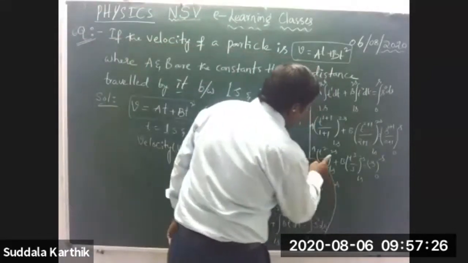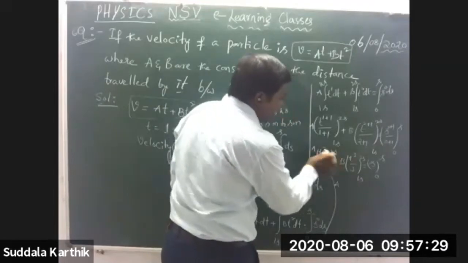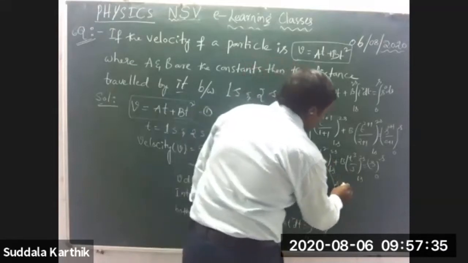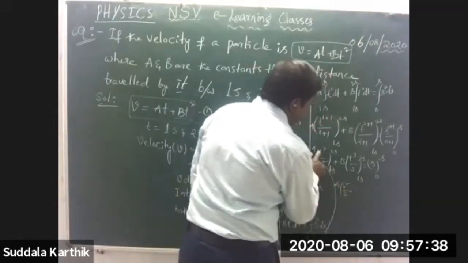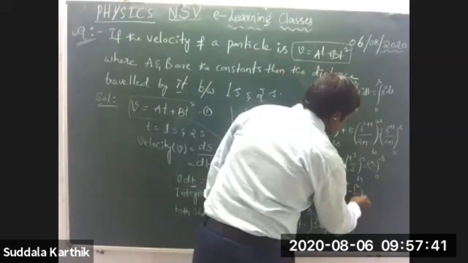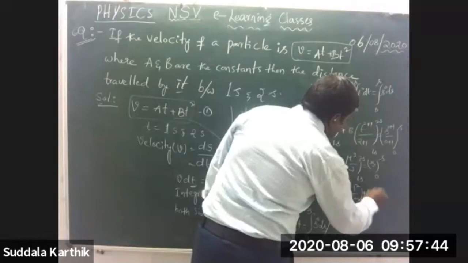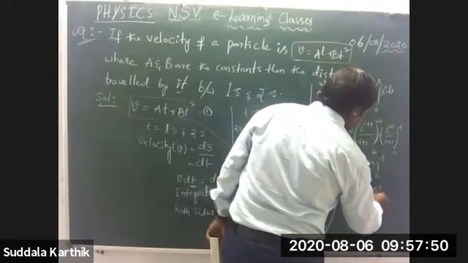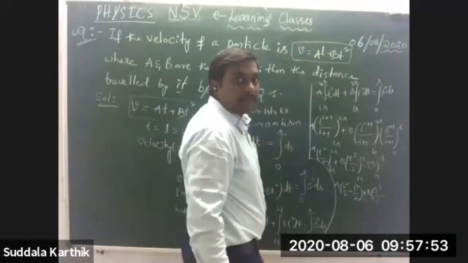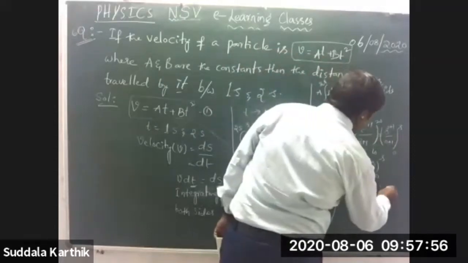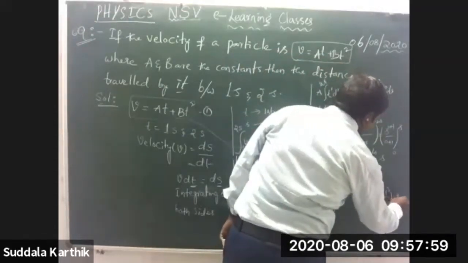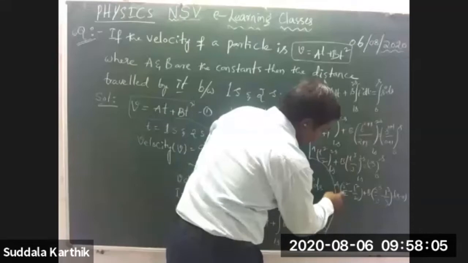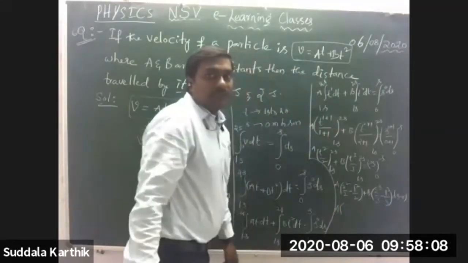Now I want to substitute the limits. I am substituting 2 instead of t. So A into 2 square by 2 minus 1 square by 2, plus B into 2 cube by 3 minus 1 cube by 3, is equal to s minus 0. A into 2 square by 2 is 4 by 2.